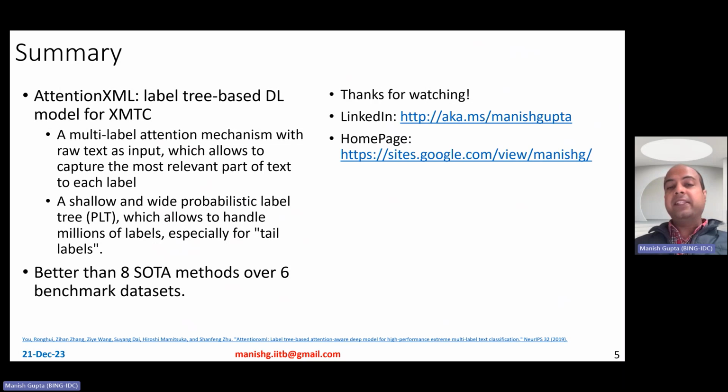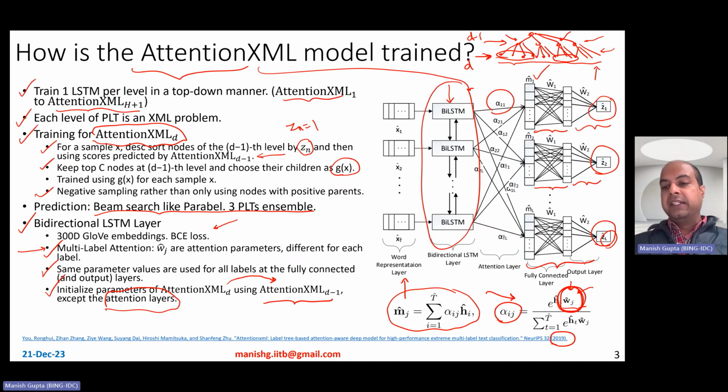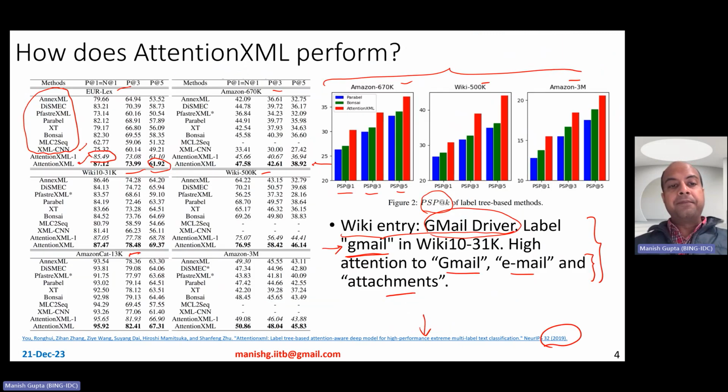Okay. So in summary, in this video, I talked about AttentionXML, which is a label tree-based deep learning model for extreme multi-label text classification. It has 2 main components, a multi-label attention mechanism with raw text as input, which allows you to capture the most relevant part of the text, which is relevant to this label. Okay. So remember, this attention that is provided is specific to the label. So you essentially try to figure out which part of the text is most relevant to the label.